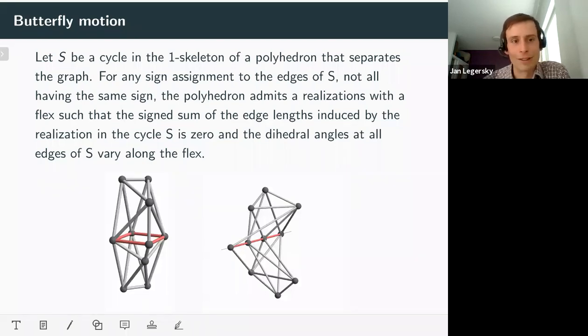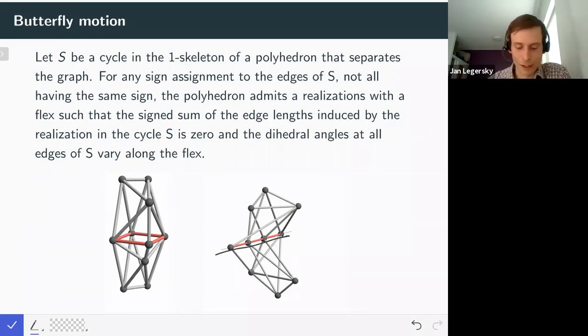So the edges that have plus, I put in one direction, and those that have minus, I put in the other direction on a line. And of course I can adjust the lengths so that eventually when I close the cycle, I get back to the same point. And since I assume that the cycle separates the graph, I get two parts that are on other sides of the line and they can rotate with respect to each other. So that's the backwards construction from an assignment of signs to a cycle that separates the graph.